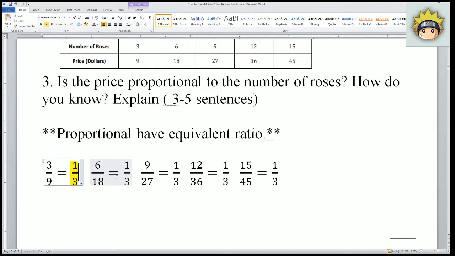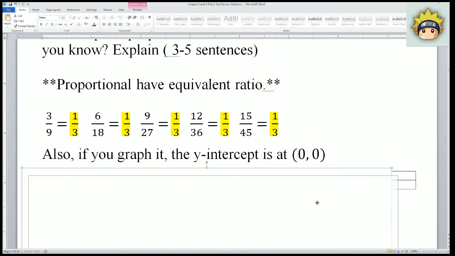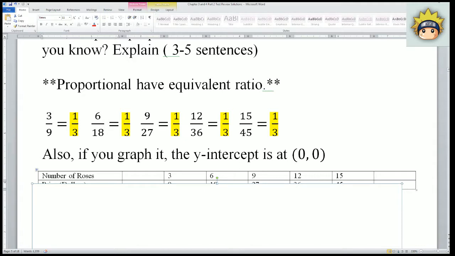I'm going to highlight this. 6 over 18 breaks down to 1 over 3. 9 over 27 breaks down into 1 over 3. What I mean by break down is I simplify the ratio. 12 over 36 is simplified into 1 over 3, and 15 over 45 is simplified into 1 over 3. Notice that these all break down into, or simplify into, the same ratio, which is 1 over 3. Also, I noticed that the y-intercept here is 0, 0.